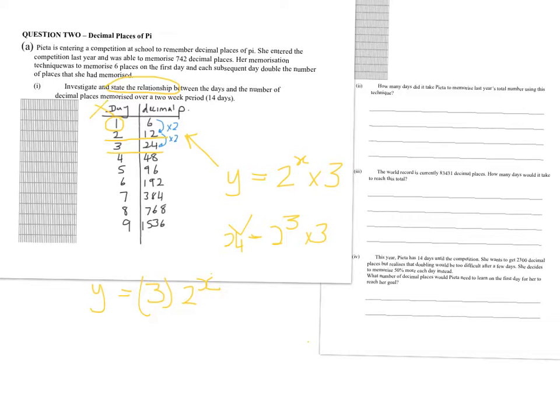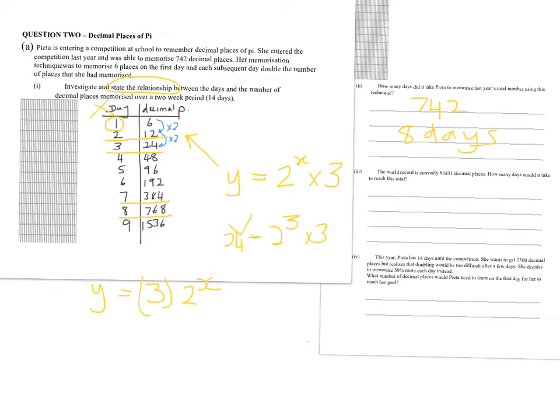Now we've got the equation, we need to answer some questions. How many days did it take to memorize last year's total using this technique? Last year she remembered 742 decimal places. So how many days? At 7 days she memorized 384, so it must have taken at least 8 days. You can just look that up on your table.